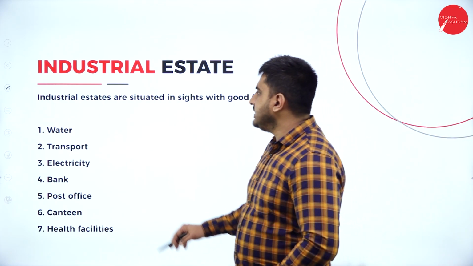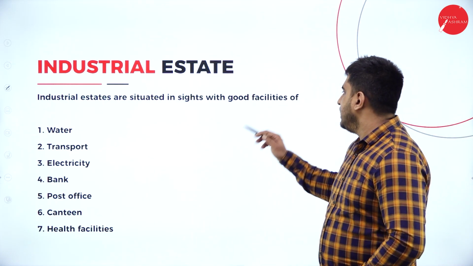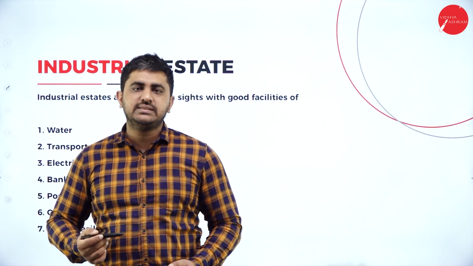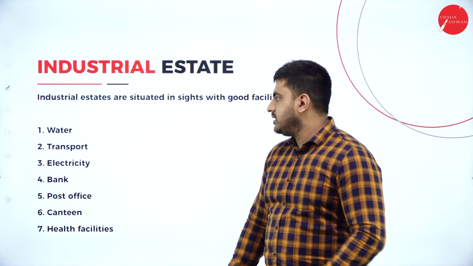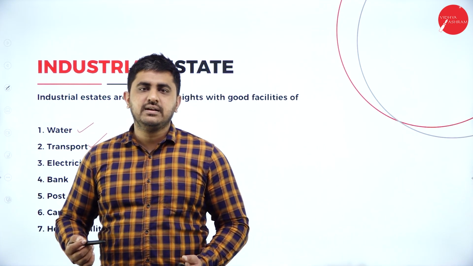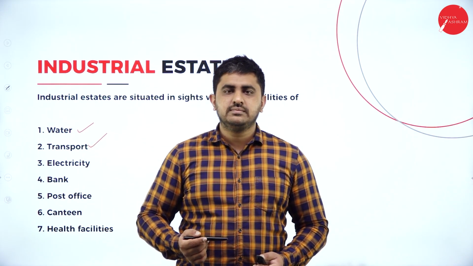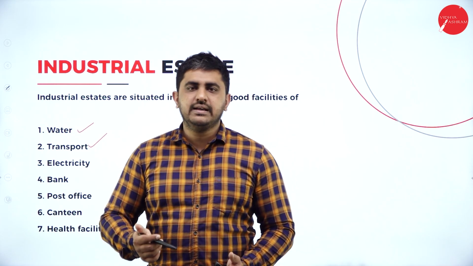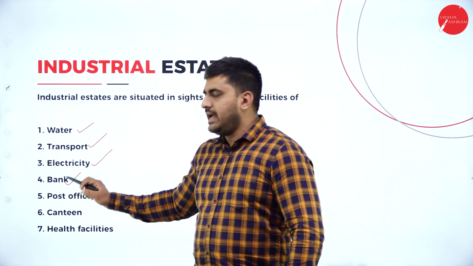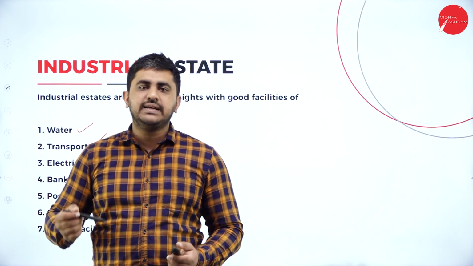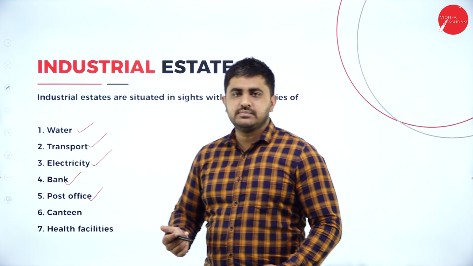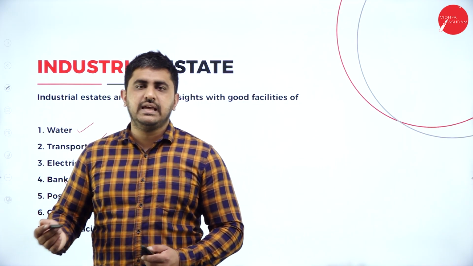So next, industrial estates are situated in sites with good facilities. So obviously, if you want to locate an industrial estate, there has to be certain basic amenities. Water facility is important, and transportation, because there has to be access to your estate. If there are very poor roads, then obviously it is not feasible to start an industrial estate in that area. Electricity is a must for all factories. Bank, for any transaction, if there is a bank located inside an industrial estate, it will be very helpful for them. Post office, obviously, the pin code is necessary. If there is a post office, then there will be a pin code.